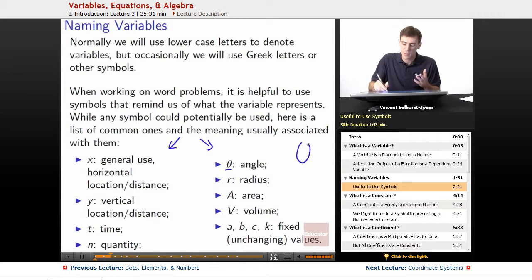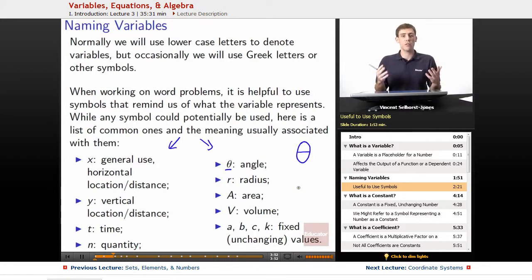You just make something sort of like you're drawing a 0 or an O, and then you just draw a line straight across the middle of it. That's theta. r is radius. A with a capital A is area, capital V is volume, and we often use a, b, c, and k to represent fixed unchanging values, values that aren't going to vary and change into other things, things where we know that they are going to just stay the same, but we don't know what they are yet, or we might decide on what they are later on.